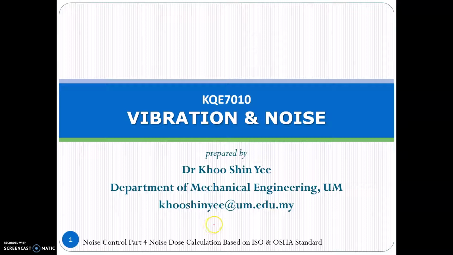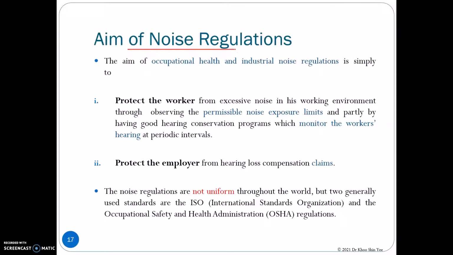Hi, in this video, we will learn how to calculate the noise dose based on the ISO and OSHA standard. The aim of the noise regulation is to protect not only the workers but also the employers. Through observing the permissible noise exposure limit, we can protect the workers from the excessive noise in their working environment.